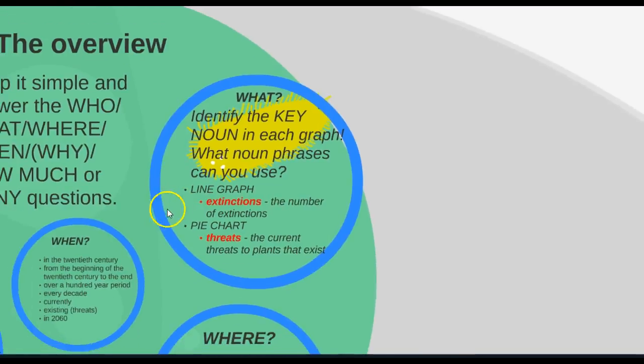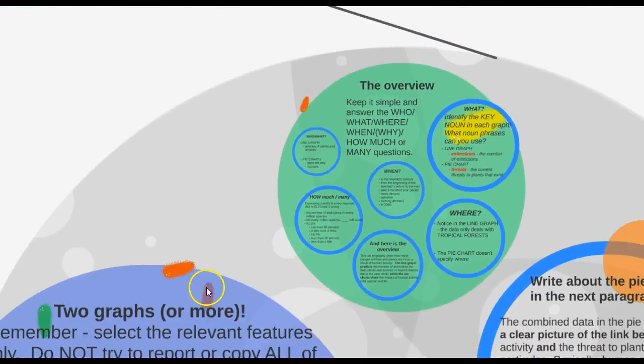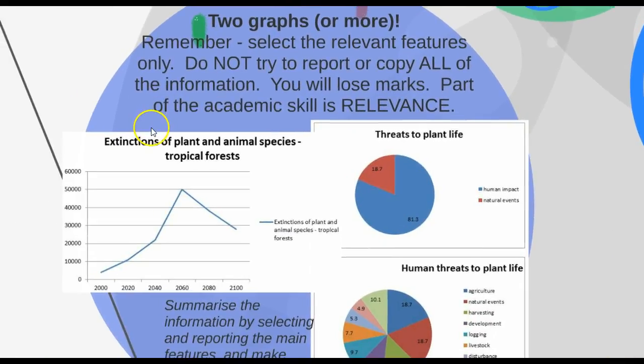Now, I just want you to go back and have a look at it. Sorry, I might be making you a little dizzy. Have a look. The key noun is extinctions. And the key noun in the pie charts is threats.